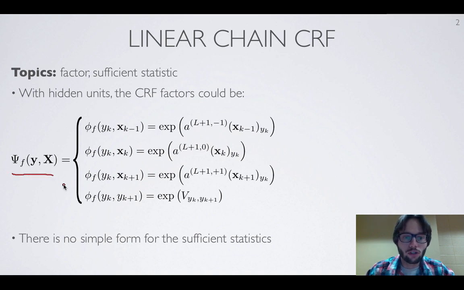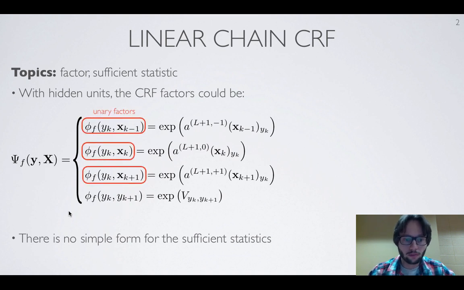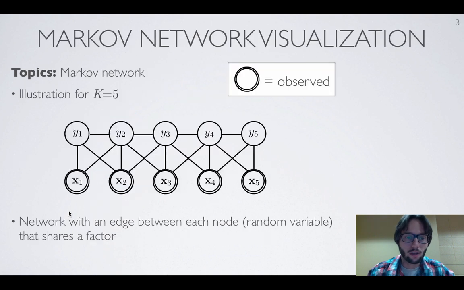And in the case of a linear chain conditional random field, where we have unary potentials which correspond to neural networks, then these factors would correspond to these terms here, where we have unary factors, so the factors that involve a single y, and pairwise factors, where this factor involves two adjacent labels, two y's. So these would be the unary factors, these would be the pairwise factors.